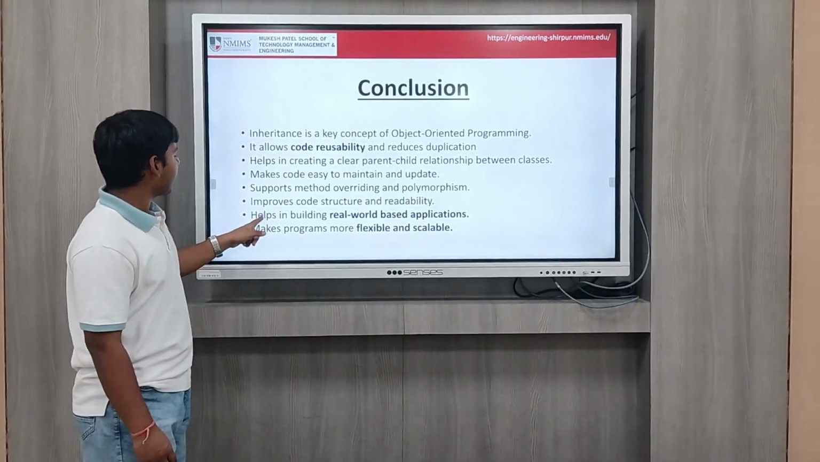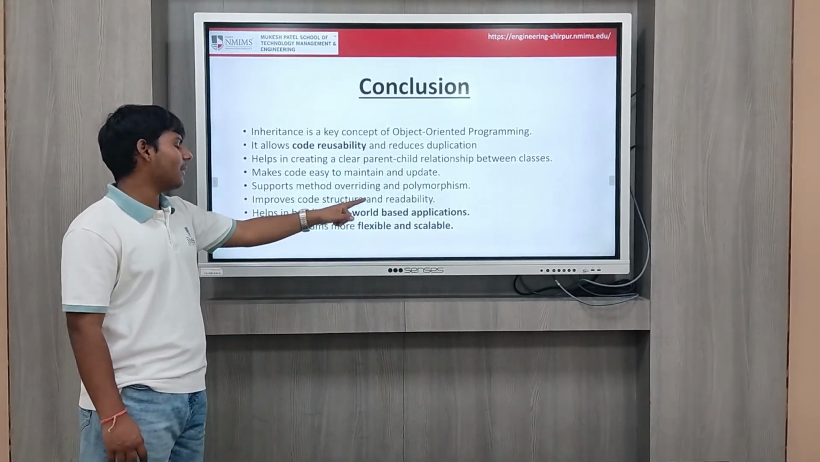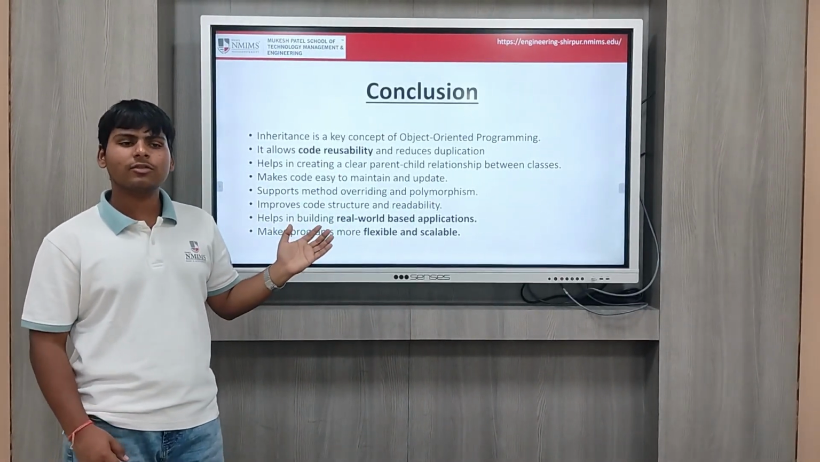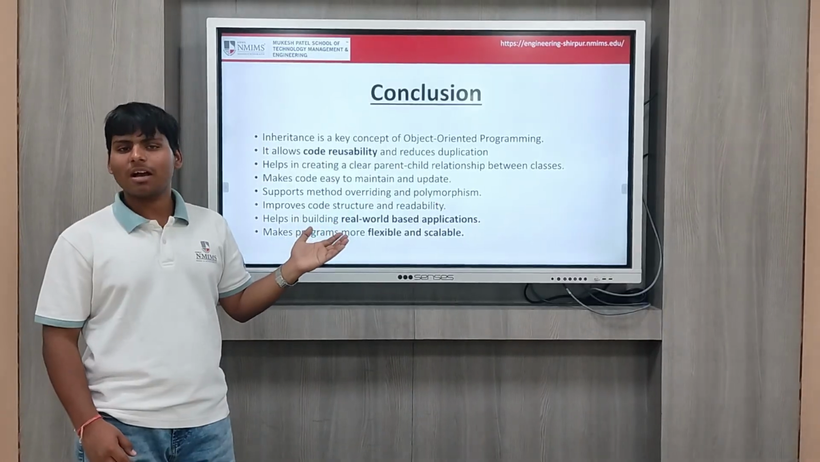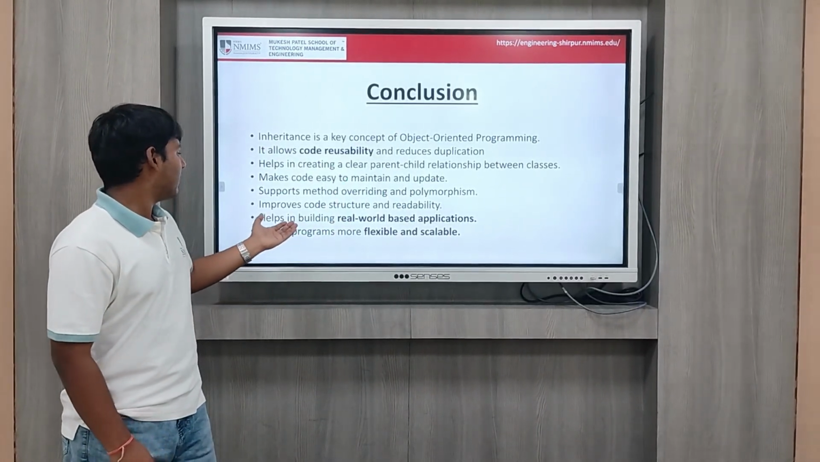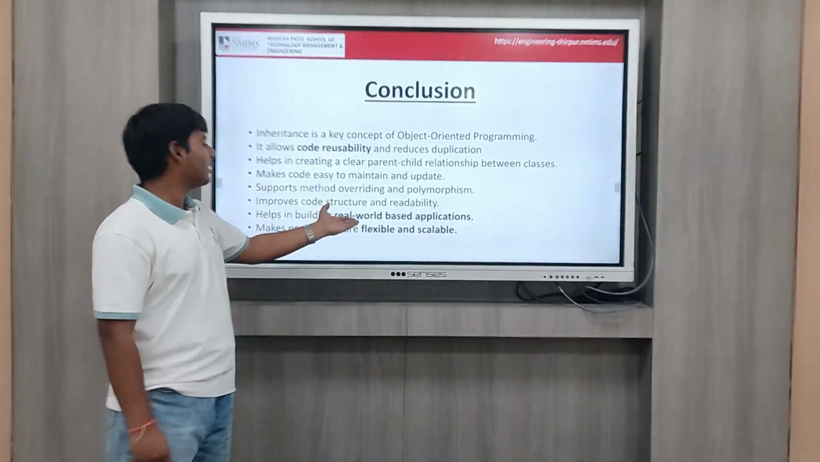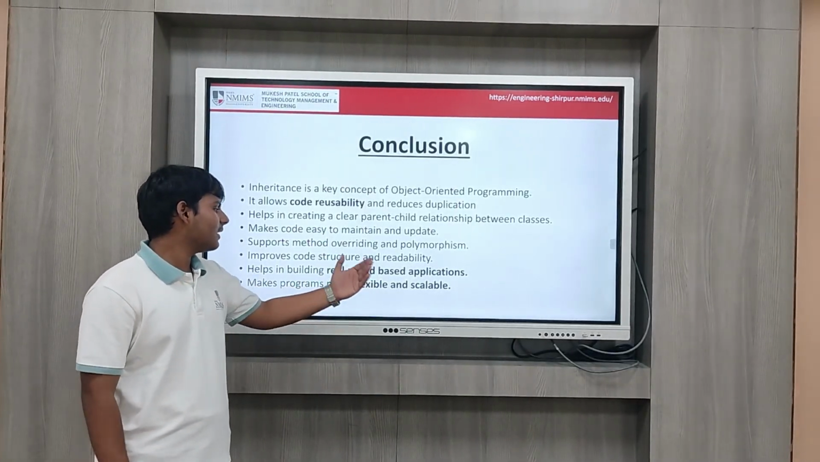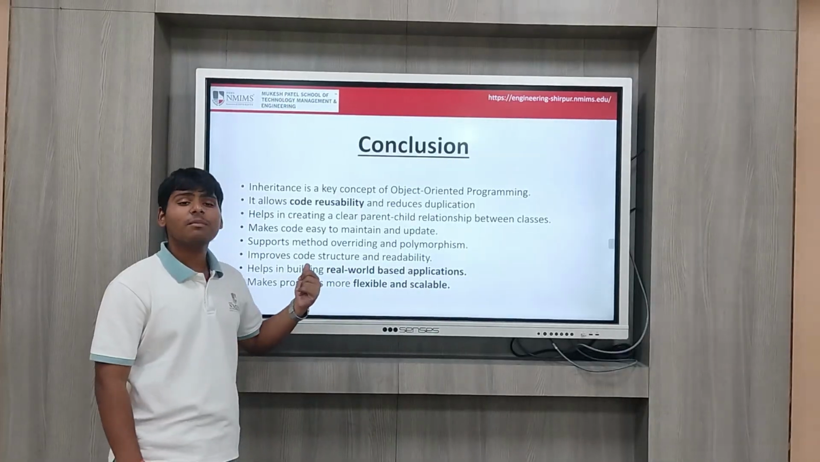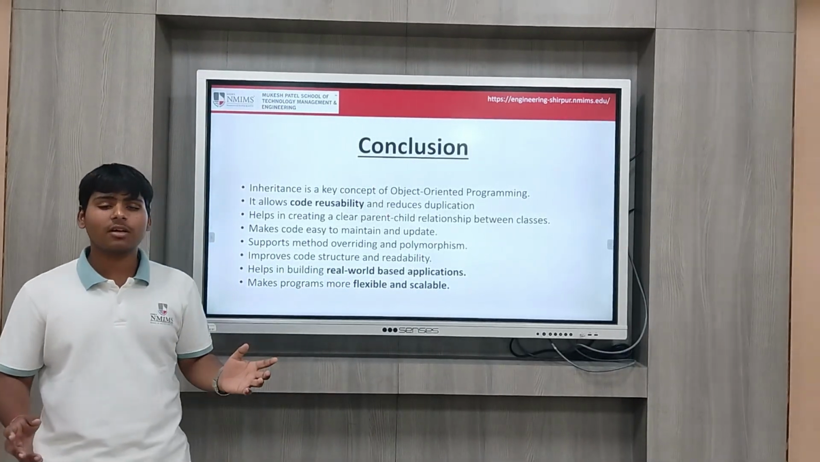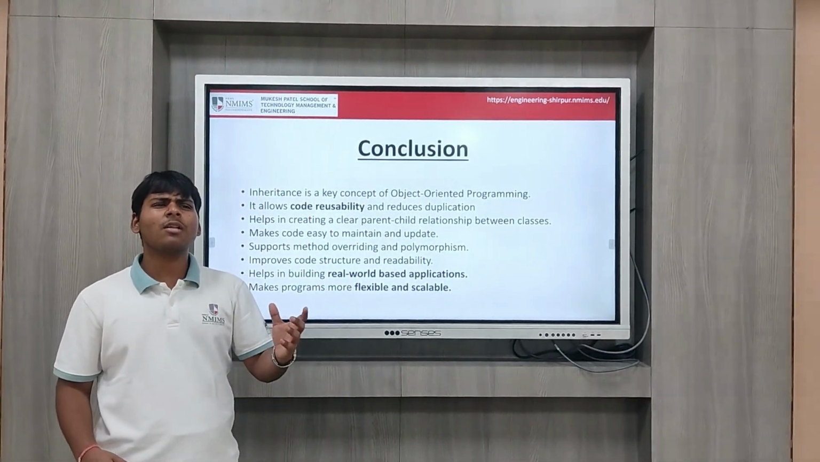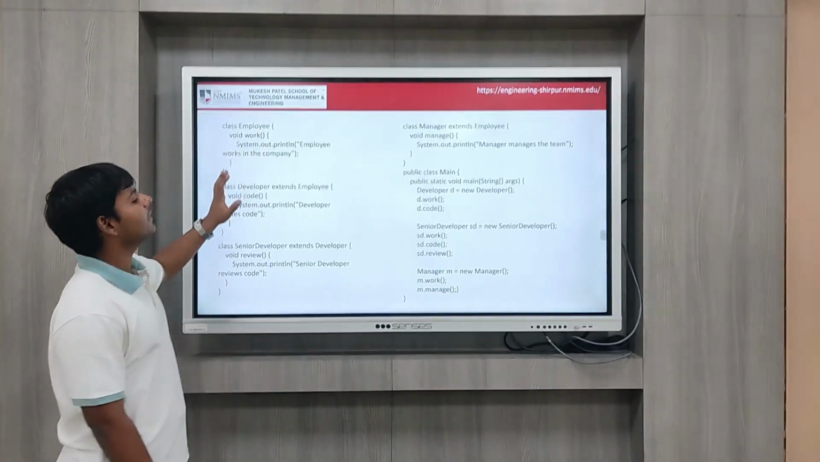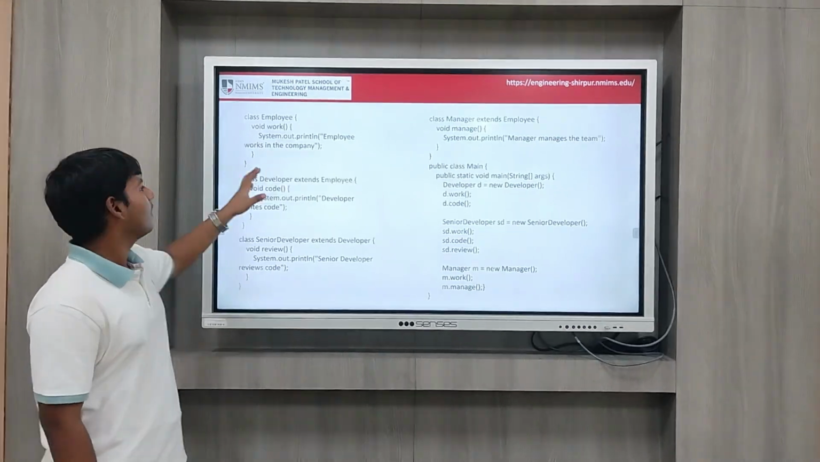We don't get any problems when we read the code. After that, it helps in building real world based applications. Inheritance is a topic which helps more in Java, by which we can build real world based applications. After that, it makes programs more flexible and scalable. So we can build a large project with less programming. This is the main example of inheritance.